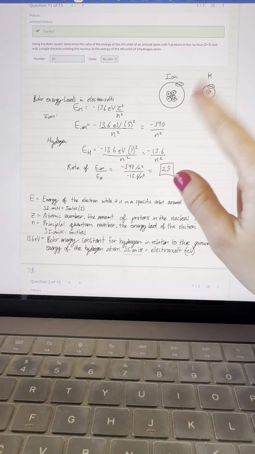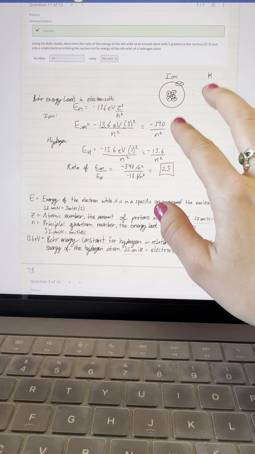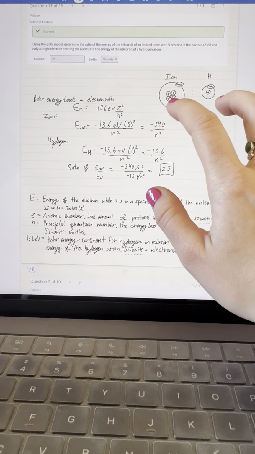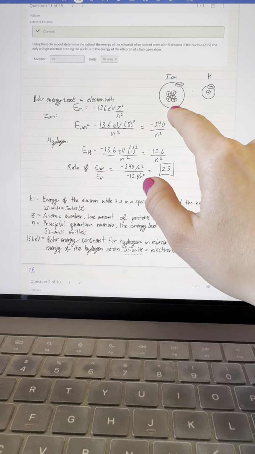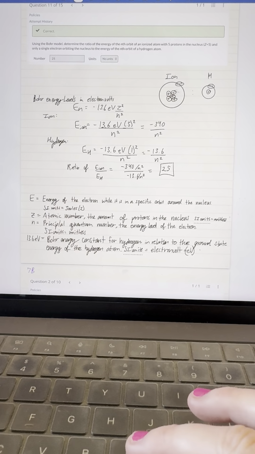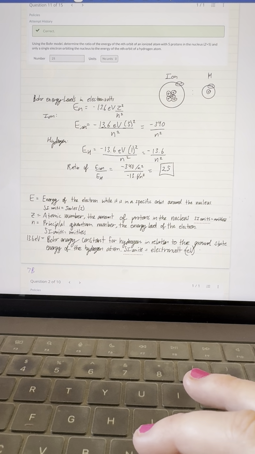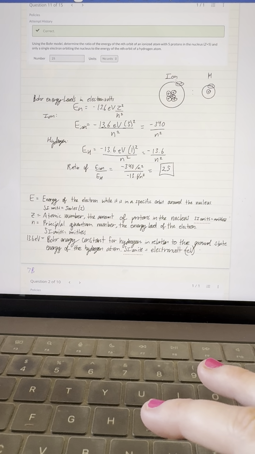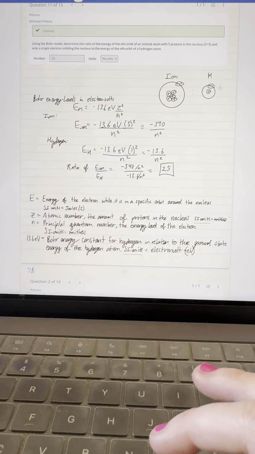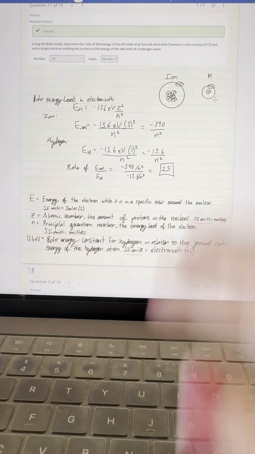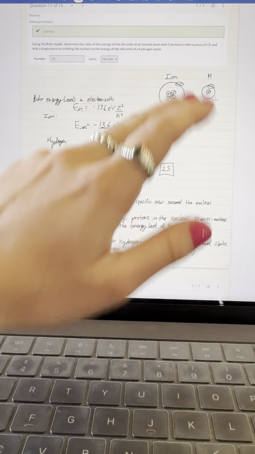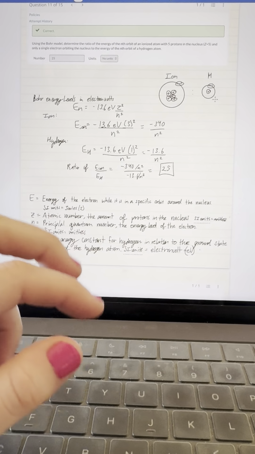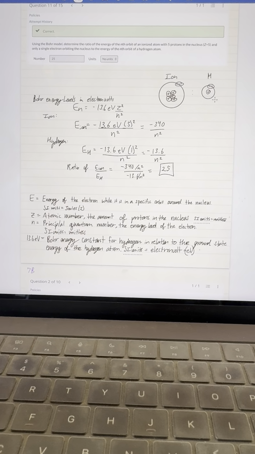But here I have my Bohr model. So they're saying compare the ratios of one ion to a hydrogen ion. And it says that there's 5 protons in the nucleus. So this is our 5 protons in here in the nucleus, and then I have 1 electron orbiting around it. And then for a hydrogen atom, I believe I said 5 protons, but there's 5 protons in here, and then there's 1 proton for a hydrogen atom. We know that by looking at the periodic table also.